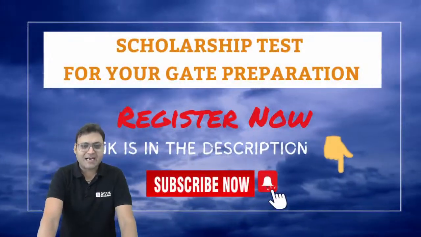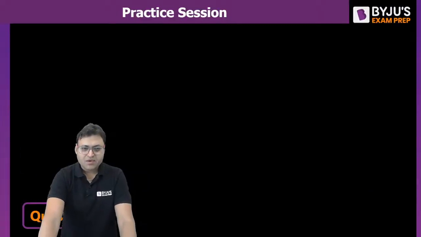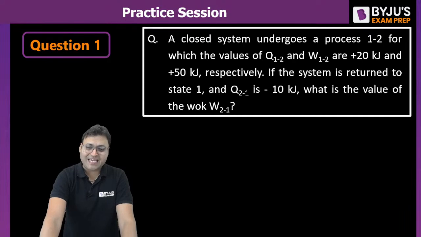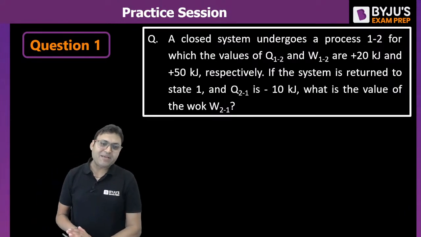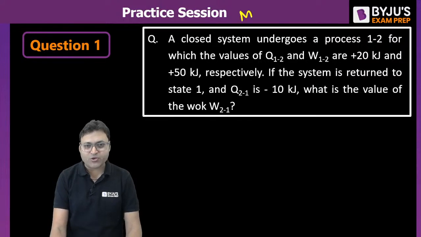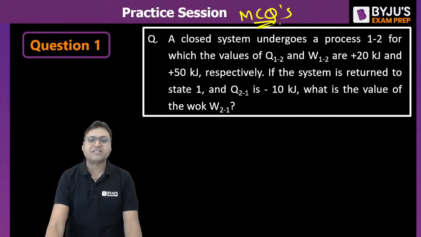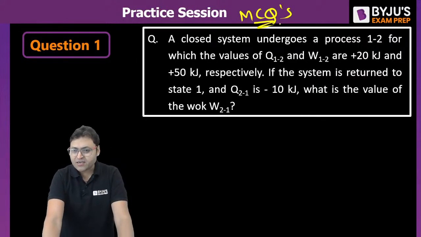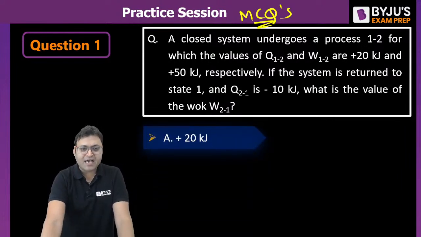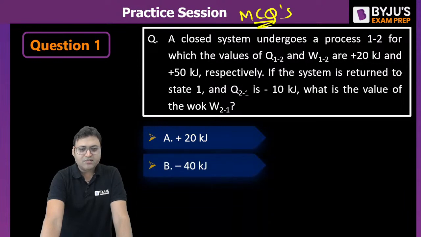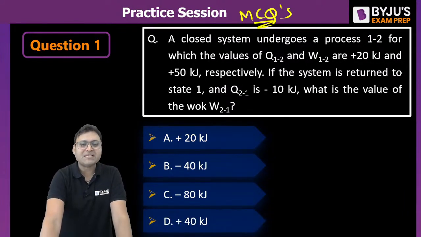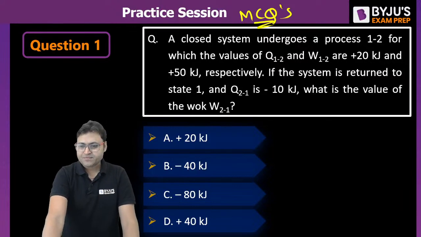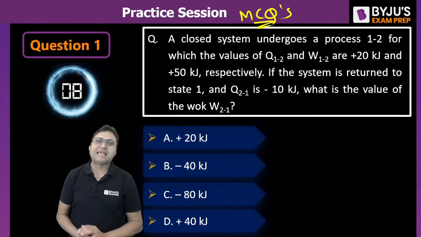Alright, so let us start with question number 1. Question number 1 is on your screen. Read the question very carefully and get me the answer. All the questions are MCQs. The options are mentioned on the screen: 20 kilojoule, minus 40 kilojoule, minus 80, or plus 40 kilojoule. Everyone, please get me the answer.